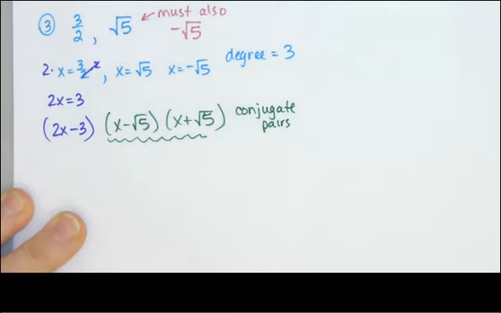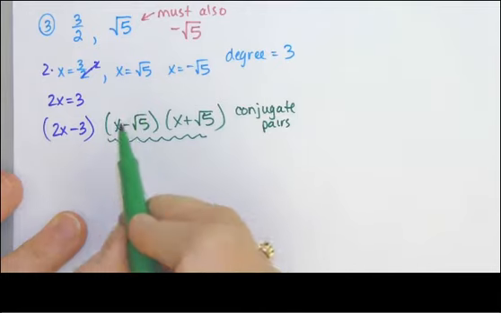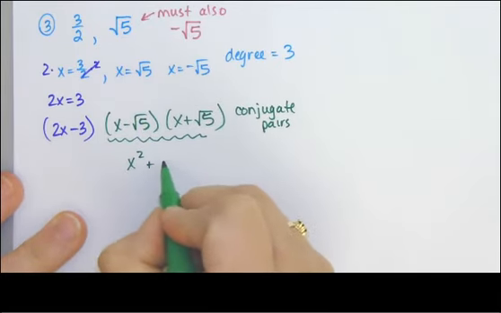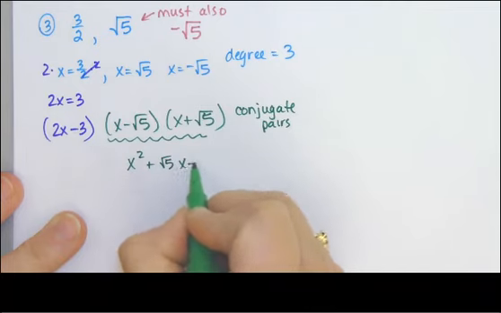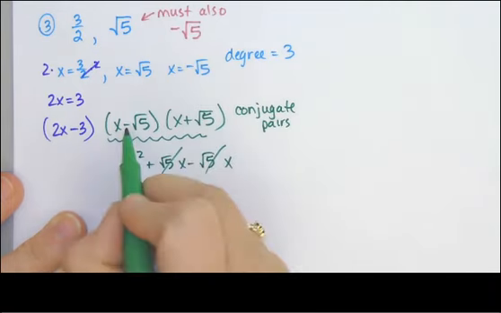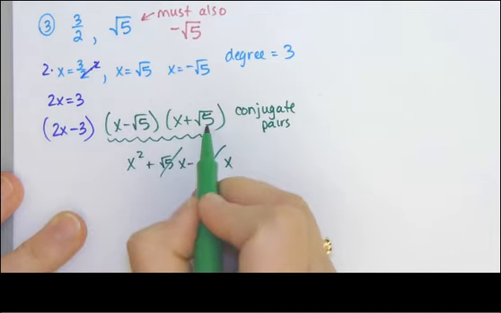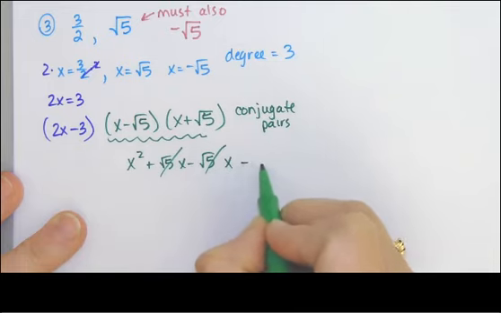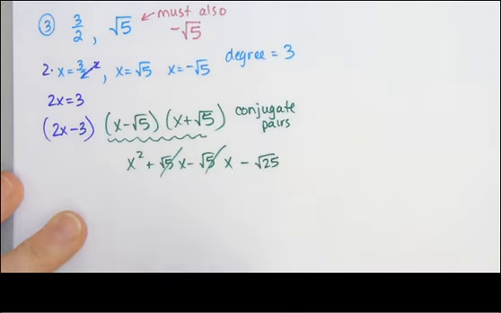Conjugate pairs, when you multiply them, come out looking pretty nice. So x times x is x squared plus radical 5x minus radical 5x. Those will cancel out right away. And then negative radical 5 times positive radical 5 is negative radical 25, which is really just x squared minus 5.